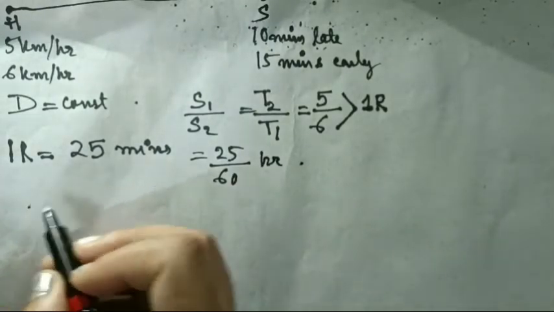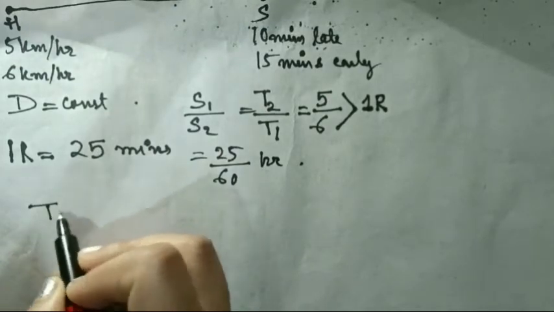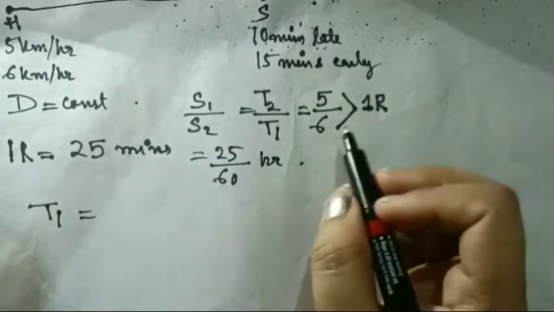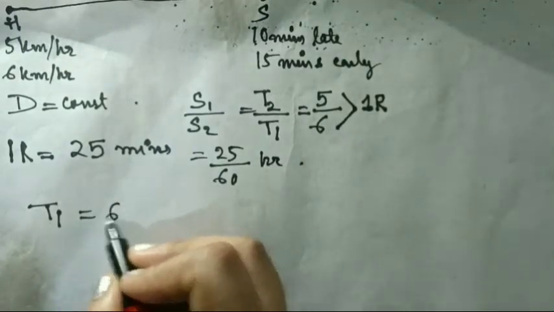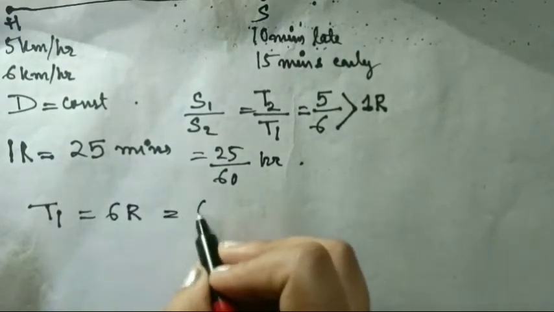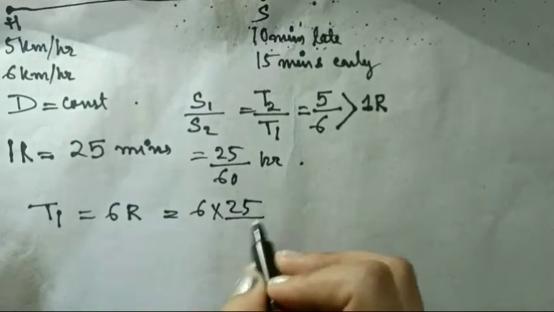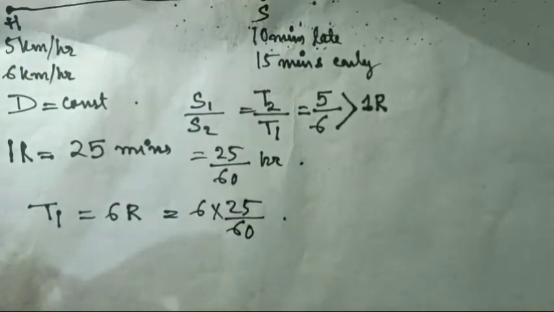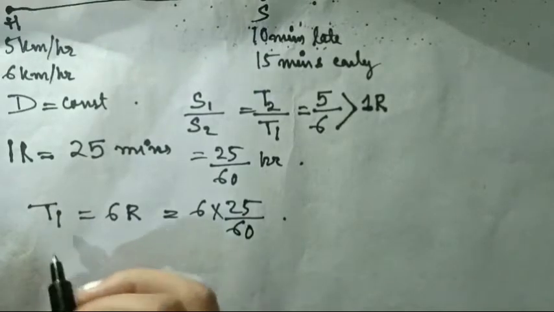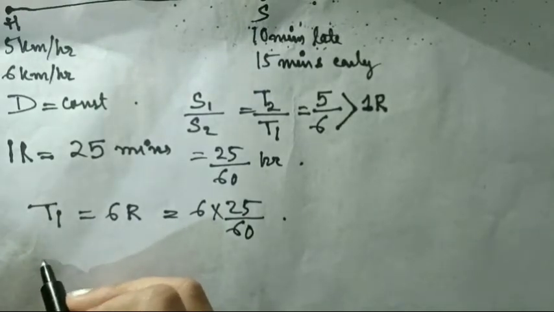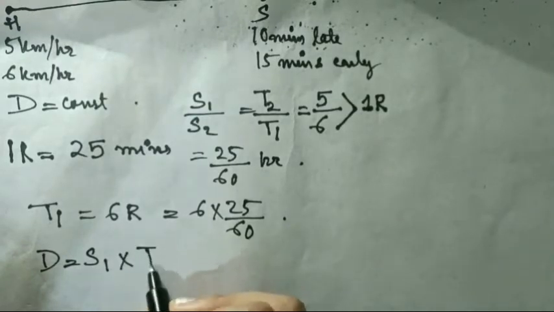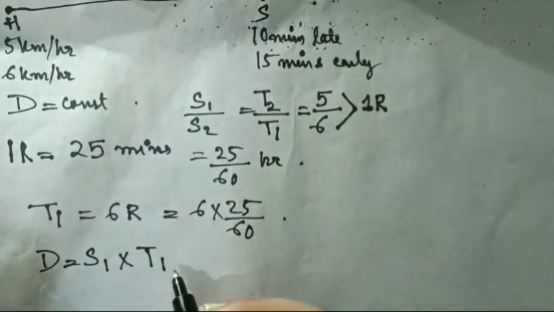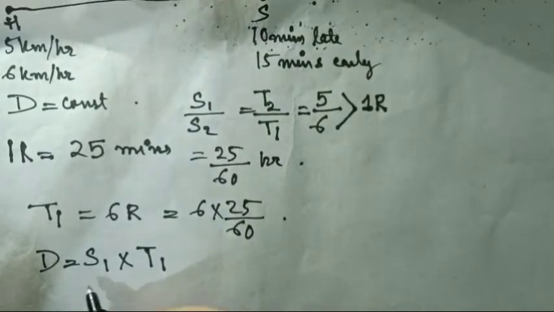Now from this we can calculate T1. T1 is equal to 6 into R, that is 6R, equal to 6 into 25 by 60. Next, we need to find the distance from his house to the school. That distance is equal to S1 into T1. Whether you do S1 into T1 or S2 into T2, that will give the same distance, the same answer.